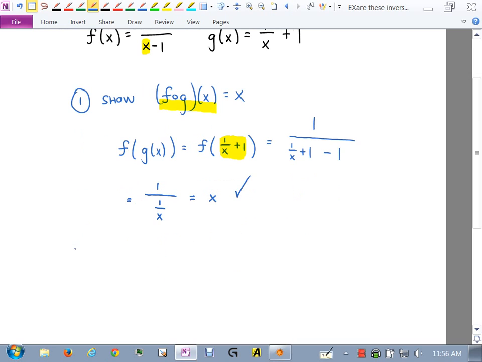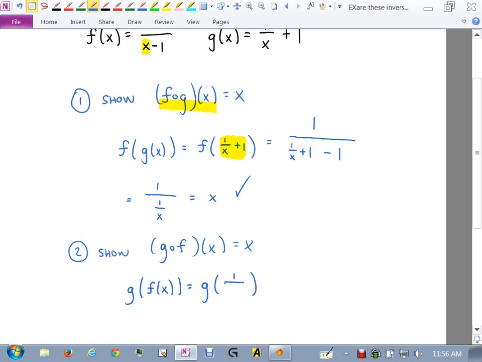What about the second thing I need to show? What's the second thing I need to show? The other way around. G of F of x is x. It is not enough on a test to show just one. You have to show them both. So G inside of F. F is 1 over x minus 1. And that's getting plugged into G. So 1 over x minus 1, but then plus 1.